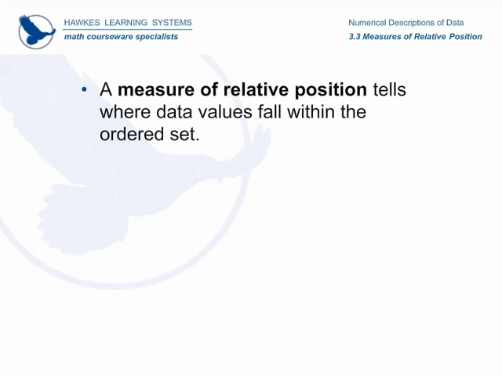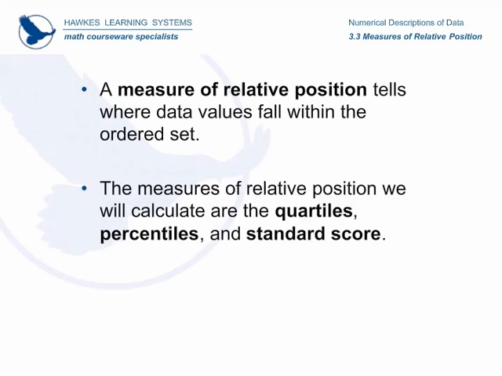Next, let's take a look at measures of relative position. A measure of relative position tells where data values fall within the ordered set. The measures of relative position we will calculate are the quartiles, percentiles, and standard score. First, let's take a look at quartiles.